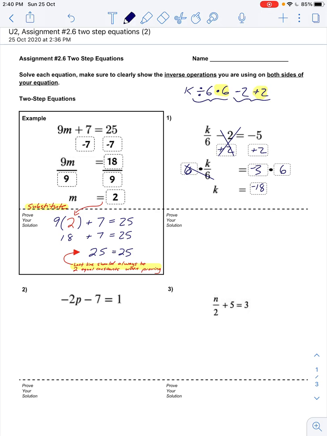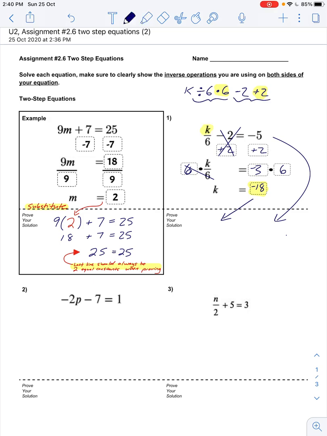Now, for this assignment, I am wanting you to prove your solutions. So proving your solution means you take that original equation, in this case, k divided by 6 minus 2 equals negative 5. And I'm going to do that problem, but instead of using k, I'm going to replace k with the answer. So the solution to this problem is negative 18.